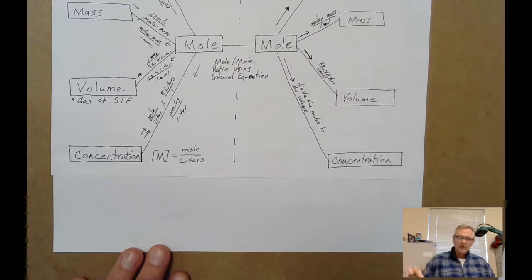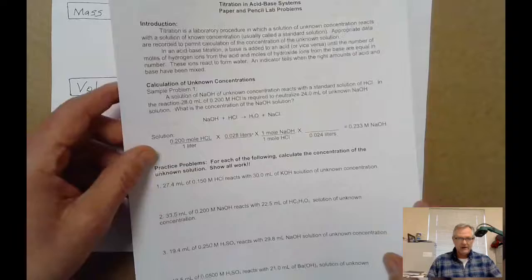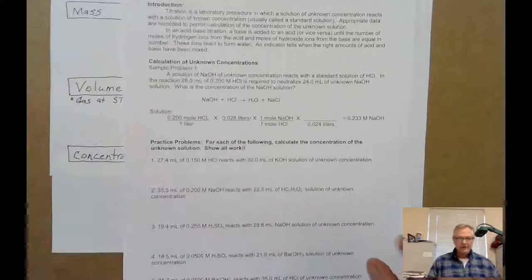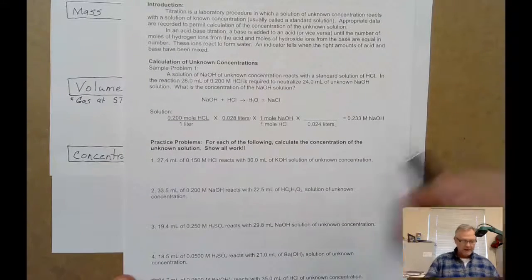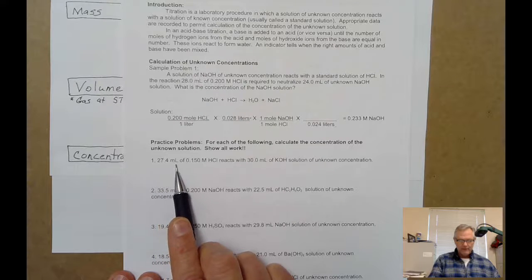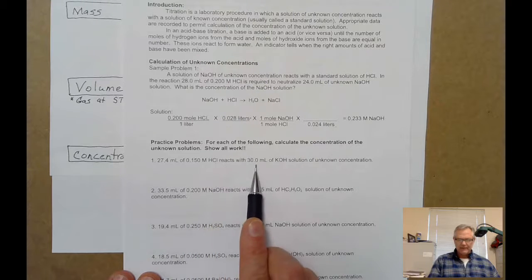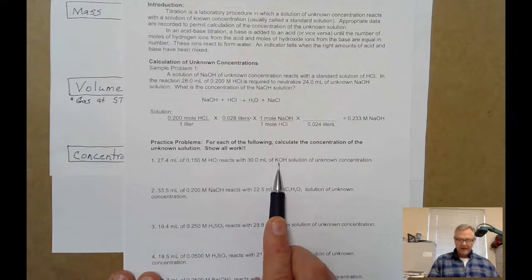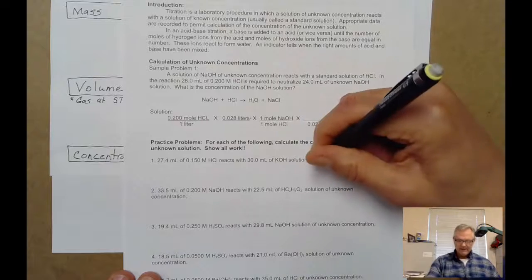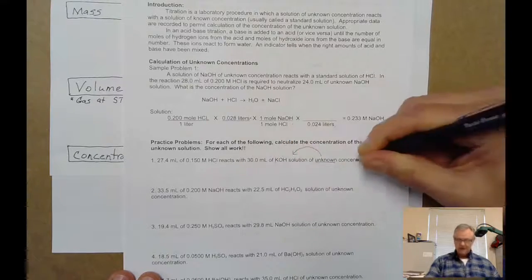So let me work an example problem for you. We are going to look in our notes, and you can see example problem number 1. It says we have 27.4 milliliters of 0.154 molar HCl, and it reacts with 30 milliliters of KOH. It asks, what is the unknown KOH concentration?